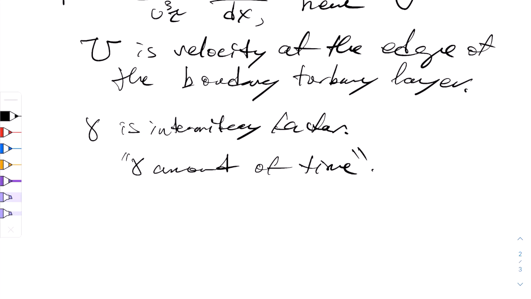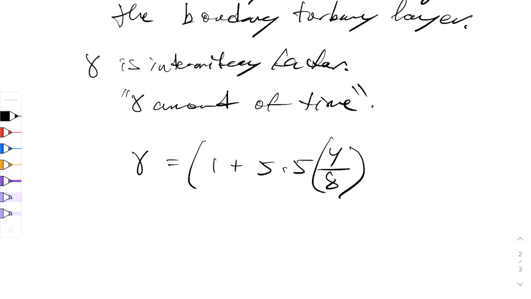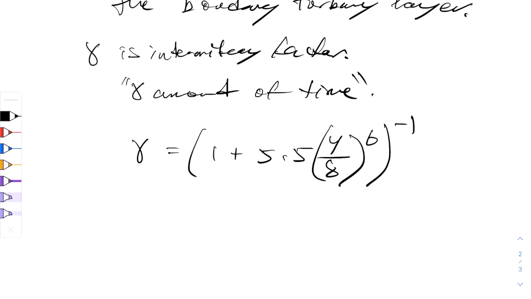Let's look at a particular form that's proposed. One fellow named Klebanov has shown experimentally for these low-speed attached zero-pressure gradient boundary layers that gamma should go as something like 1 plus 5.5 times y over delta to the 6th power, all to the negative 1. So you can see as y goes to 0, like we go towards the wall, this whole thing goes as 1 over 1. So gamma would be 1 at the wall.